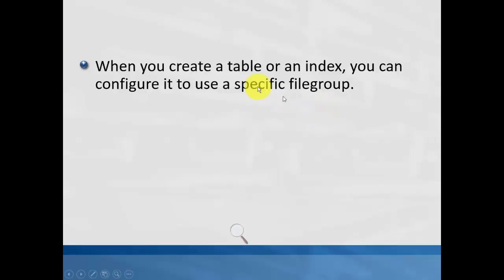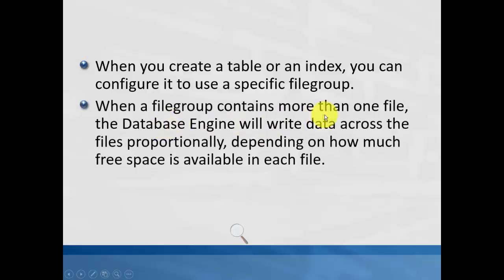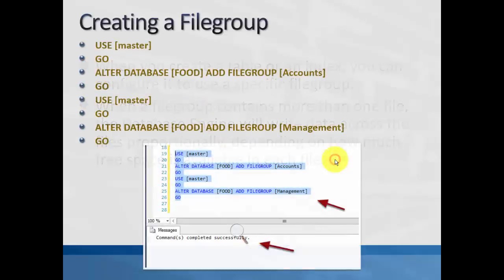So we're going to create a table now, and we're going to try to use a specific file group. When a file group contains more than one file, the database engine will write data across the files proportionally, depending on how much free space is available in each file. So we can define different file groups. Actually, this is too much theory. Let's just try to do that.